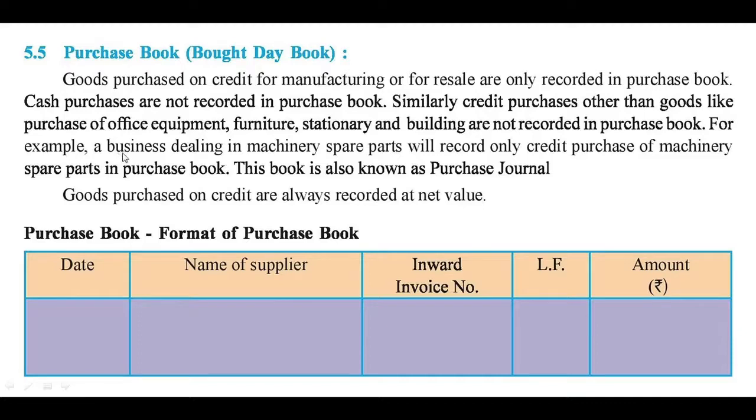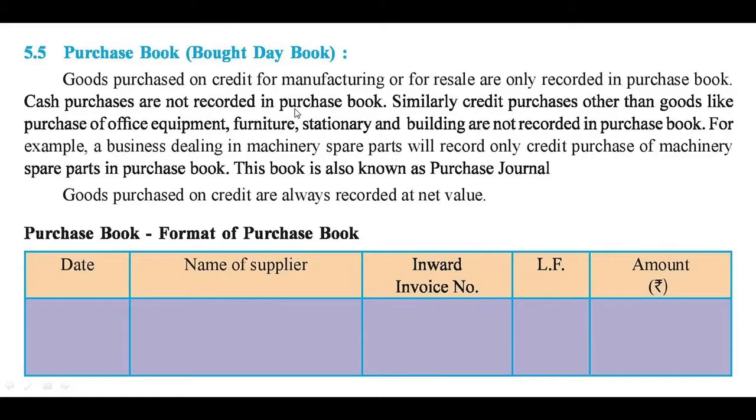So here they have given, suppose a businessman is dealing in the business of machinery spare parts. So when the machinery spare parts are purchased on credit basis, then they are recorded in the purchase journal of that businessman. So you have to remember that cash purchases are not recorded in the purchase book.